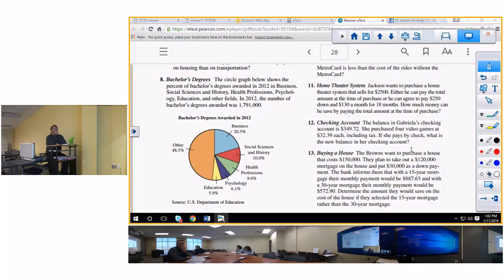Bachelor's degree. The circle graph shows the percent of bachelor's degrees awarded in 2012 in business, social sciences, and history, health professions, psychology, education, and other fields. I guarantee you know why they didn't put math and science. That would be very small. In 2012, the number of bachelor's degrees awarded was 1,791,000. Now, we're not going to do all of it. I want you to tell me how many degrees were business.